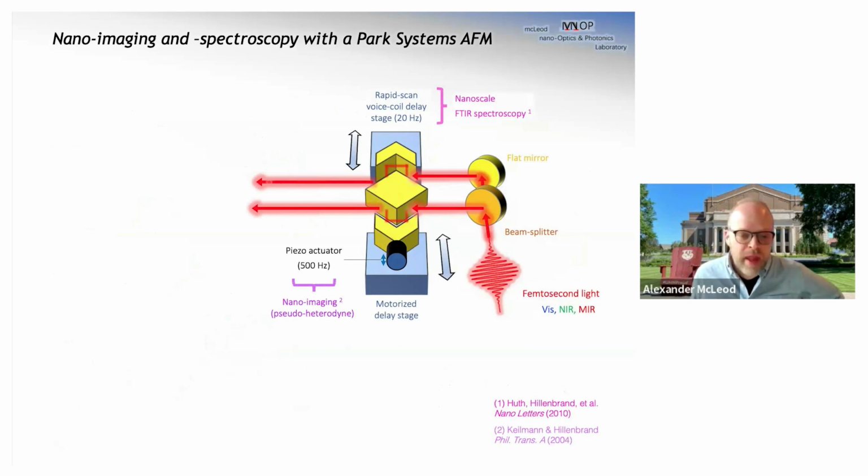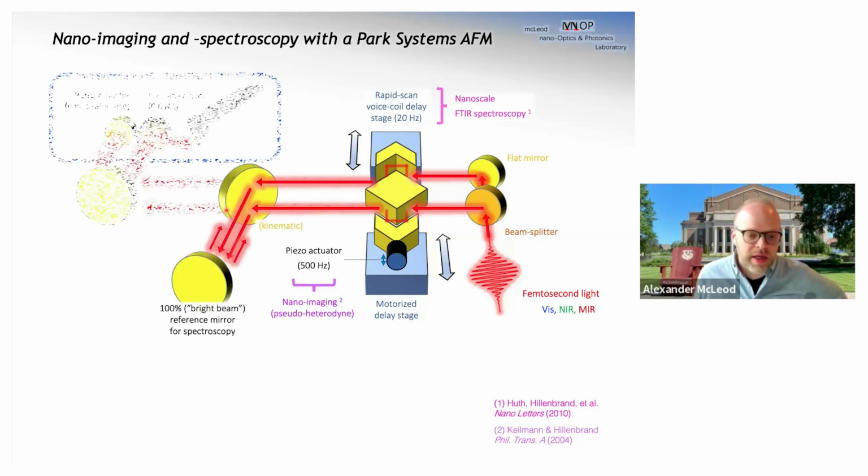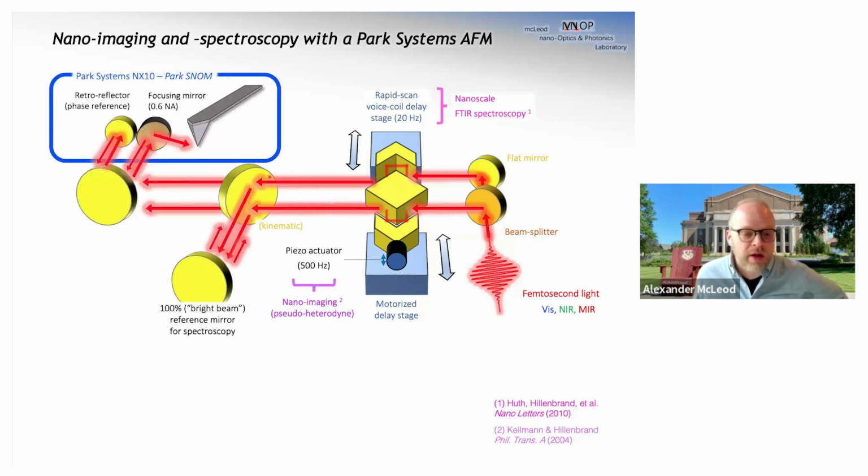And then these two beams that were split get delivered ultimately to our microscope. So you can follow these two beams, and you see that one of these two beams is ultimately going to be delivered to a focusing optic, and the other of these two beams is going to be delivered to a flat mirror. And the focusing optic will try to focus that light down to the apex of our little probe, our AFM, atomic force microscope. And this here in the blue box is a Park Systems NX10, which, when equipped with this optical hardware, we call the Park SNOM, or the Park Scanning Near Field Optical Microscope.